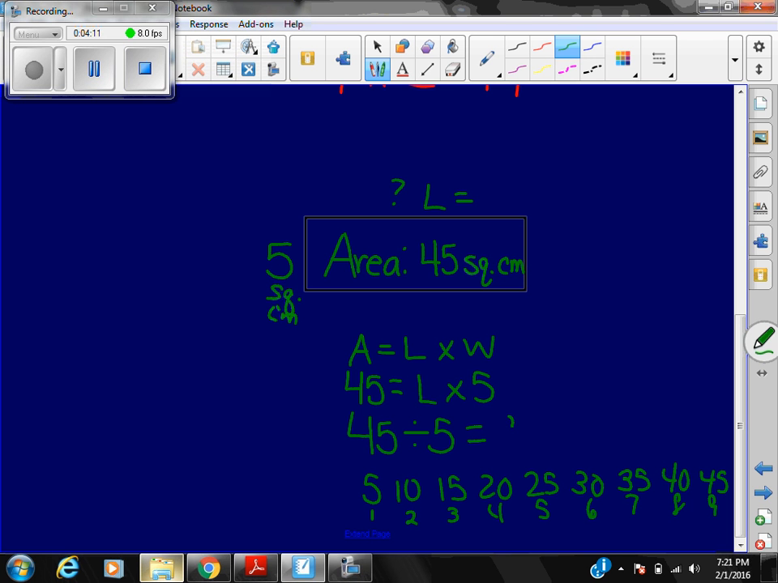And therefore, up here, when I'm filling in my variable of L, I can say that L equals 9 centimeters. And that is using multiplication and division to find out either the area or the unknown of one side.